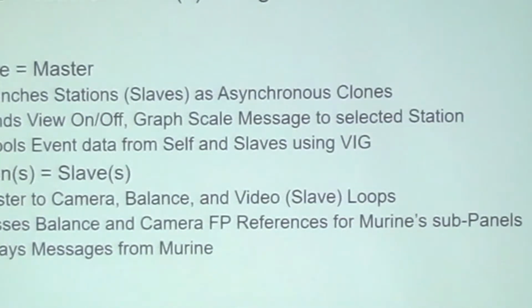It sends messages to a station telling it that we want to see your front panels. We want to change the time scale of the graph. Those are the only messages it sends to stations. It gets data from the stations and spools it down in its event file.